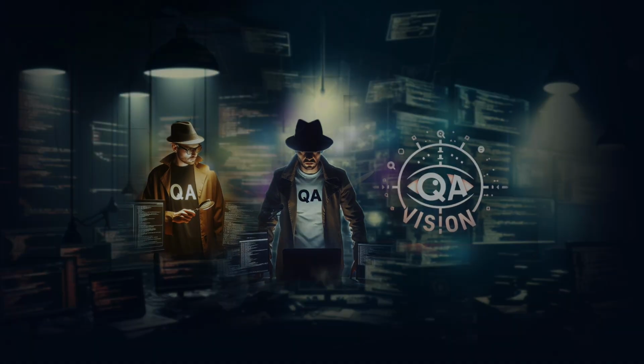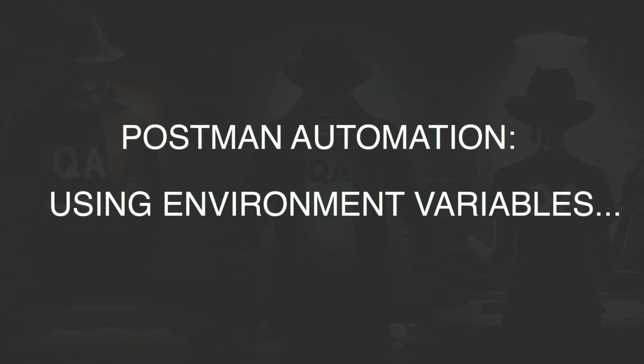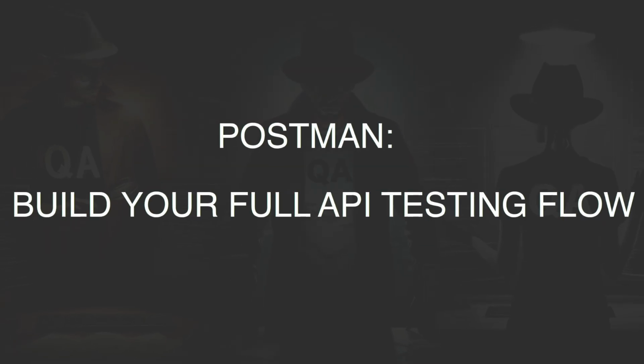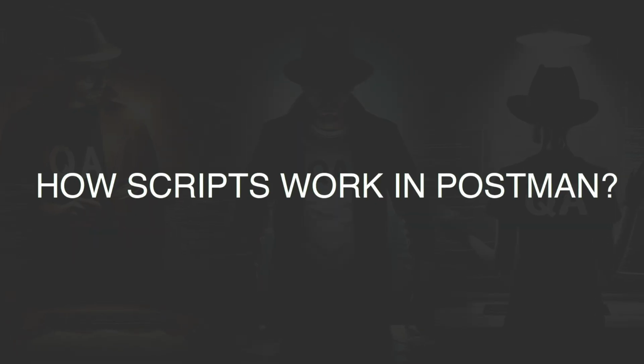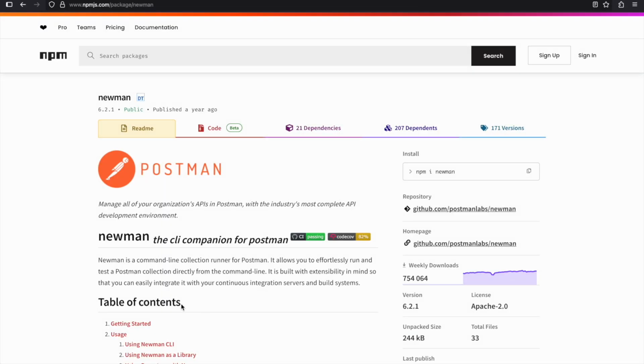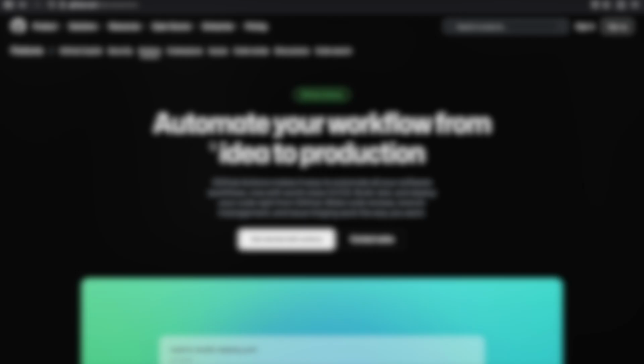Over the past 6 videos, we've built and tested requests, chained them, used variables, and added scripts. Now it's time to take the next step, running our tests automatically in a CI/CD pipeline. Newman is the command line runner for Postman collections. It lets you run all your requests and scripts from the terminal. And today I'll show you how to use it with GitHub Actions.